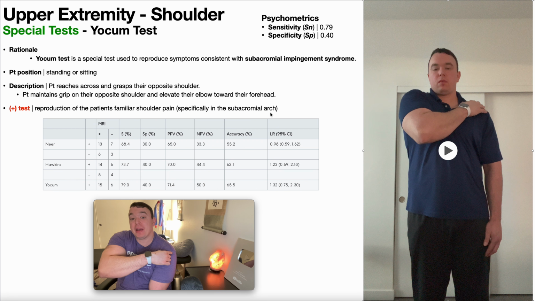But that's not where impingement occurs. Impingement occurs in the subacromial space. So that's a little more proximal, kind of in this area here, okay?